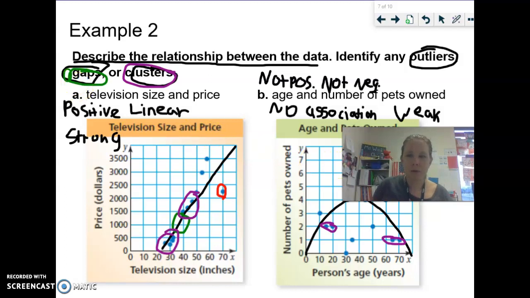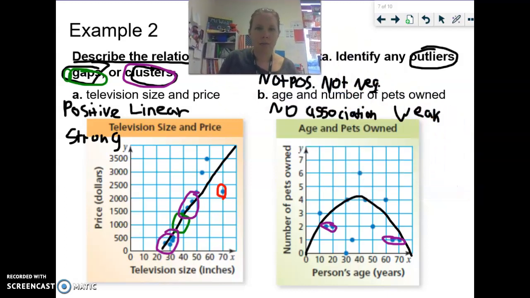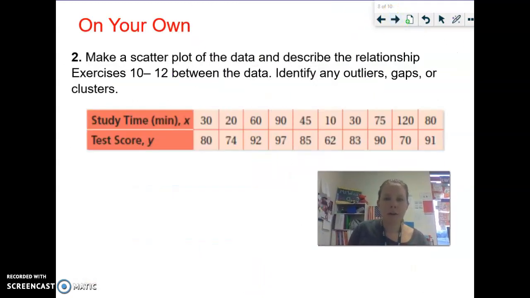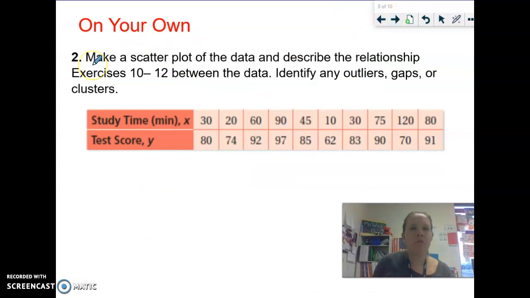Again, feel free to pause the video at any point if you want to double check some of your work here. I'll move myself up here so you can see these graphs again a little better. I'm going to keep moving forward. So the next one here on your own, they want you to make a scatter plot of the data and describe the relationship. Exercises 10 through 12: identify any outliers or gaps. So set up your data using all your data and create this scatter plot.